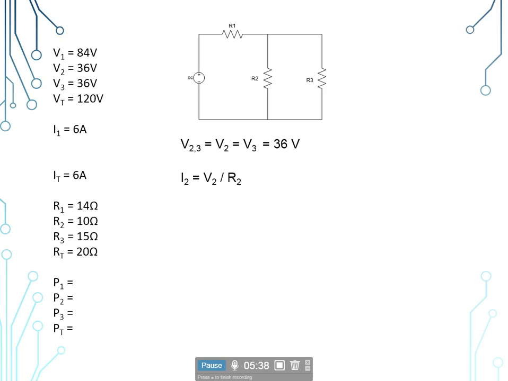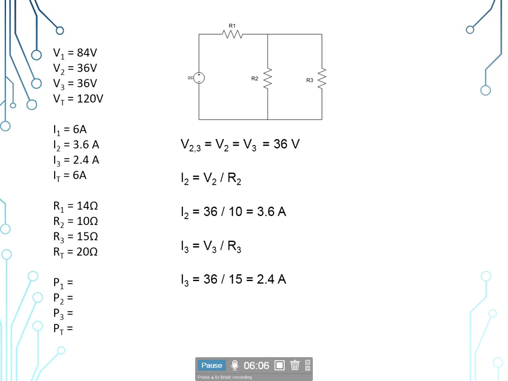Now I sub 2 is going to be equal to V sub 2 divided by R sub 2. So we have 36 volts for V sub 2, and R sub 2 is 10 ohms, and that's going to give us 3.6 amps. I sub 3 is equal to V sub 3 divided by R sub 3. We have 36 volts for V sub 3, and 15 ohms for R sub 3, giving us 2.4 amps for I sub 3.